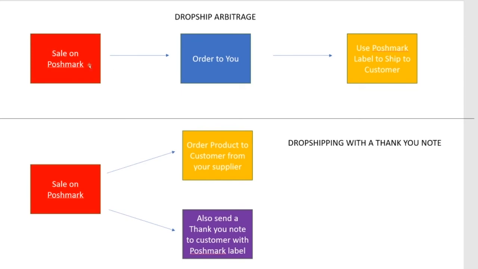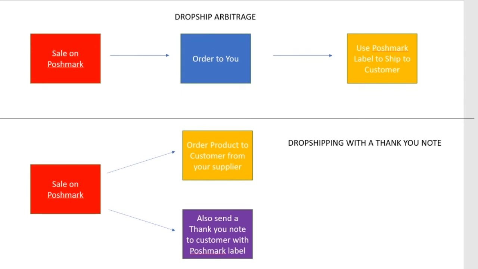As soon as you get a sale on Poshmark, you then order that product to you, right? So you go to that listing, whether it's Amazon, whether it's Walmart or whatever. The key here is you need to make sure that the time between where you order it and the shipping and the handling time, it comes to you within 1 to 3 days, right?